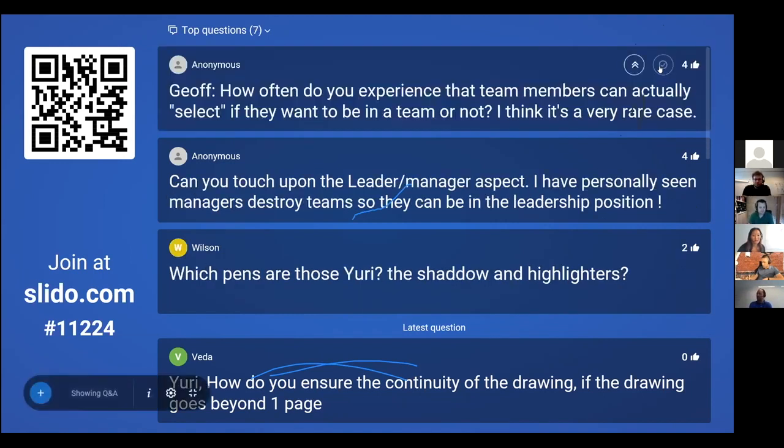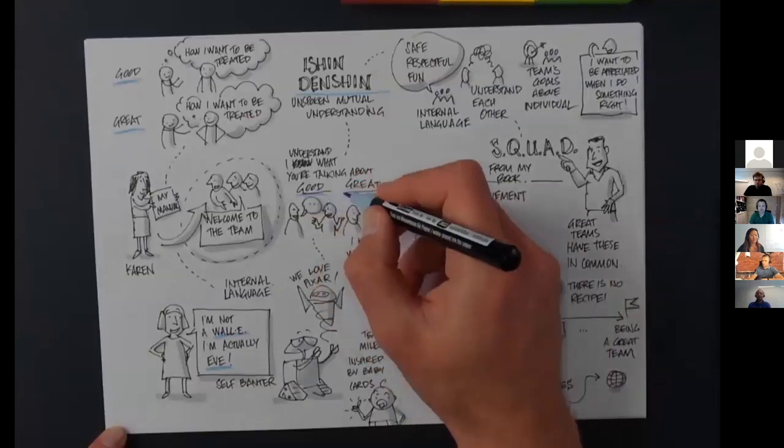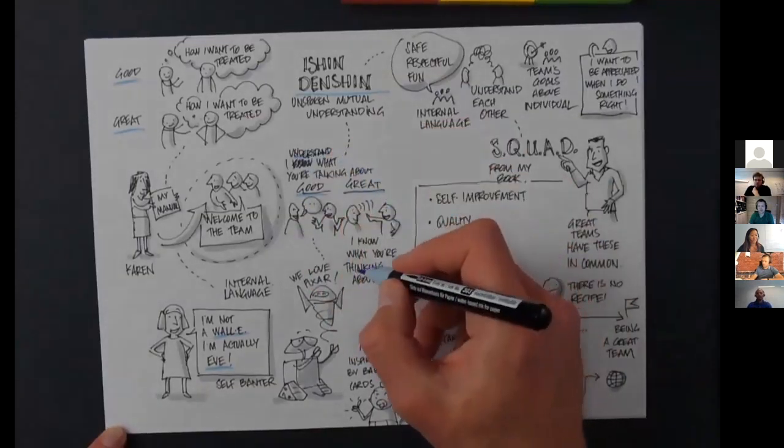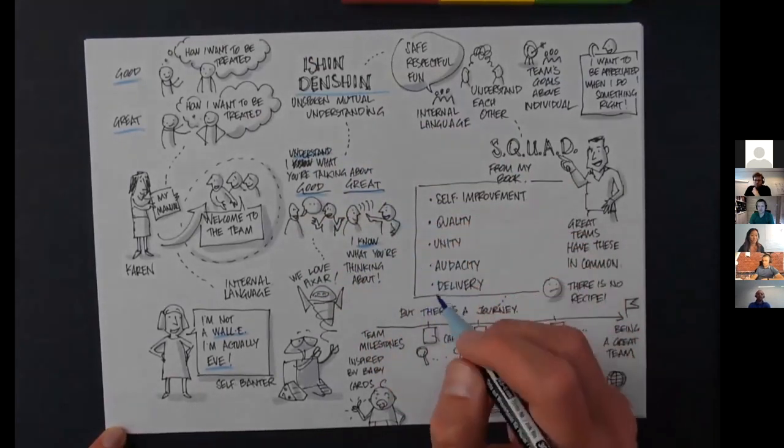Okay. Next one, how often do you experience that team members can actually select if they want to be in a team or not? I think it's a very rare case. Yeah, I would agree with that. It is rare. But again, just having the explicit conversation that you can opt out, having that conversation of am I okay with this, is better than just saying we are part of this team, we've got to make it work.